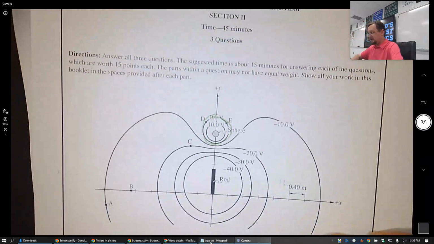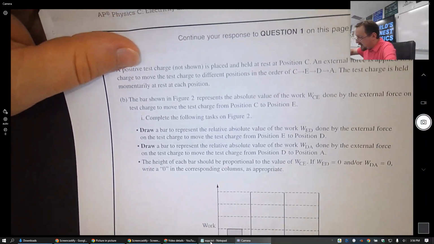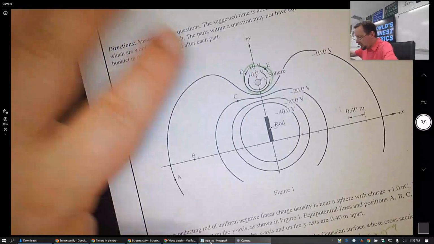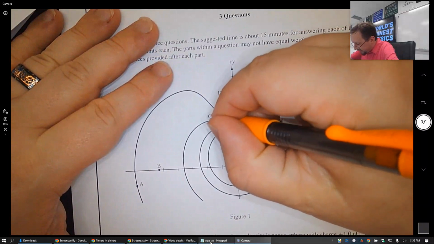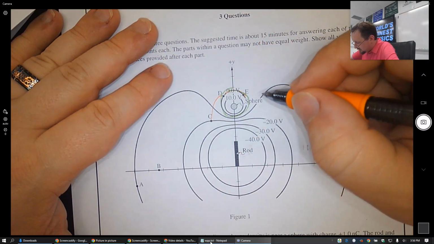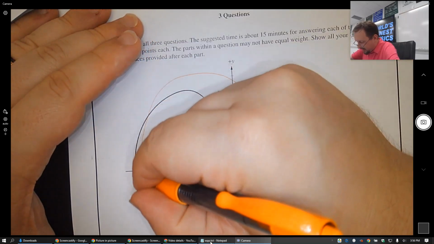Okay, now let's see. Okay, it's this task again. Why even have 2 sets? C to E to D to A. Okay, let's trace the path of this mofo. Okay, C to D to E. Where's A? Oh, and then to A.